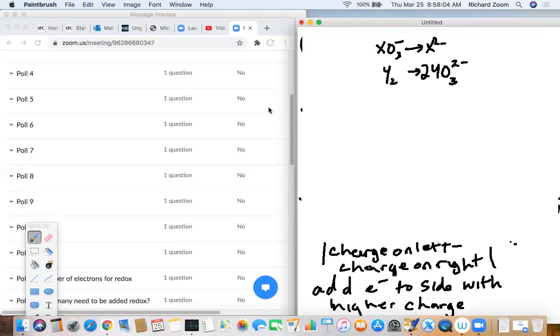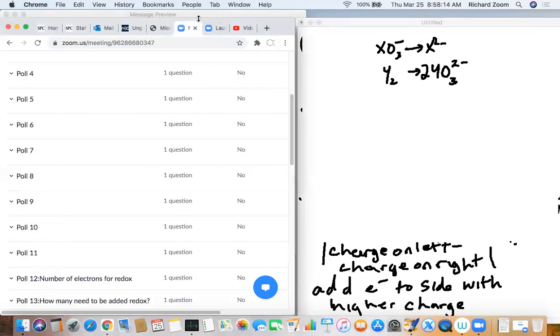Can nobody see this poll? Oh, it says poll closed. Let's relaunch it. Try that. Okay, here we go. That's better. Now you should be able to see it.